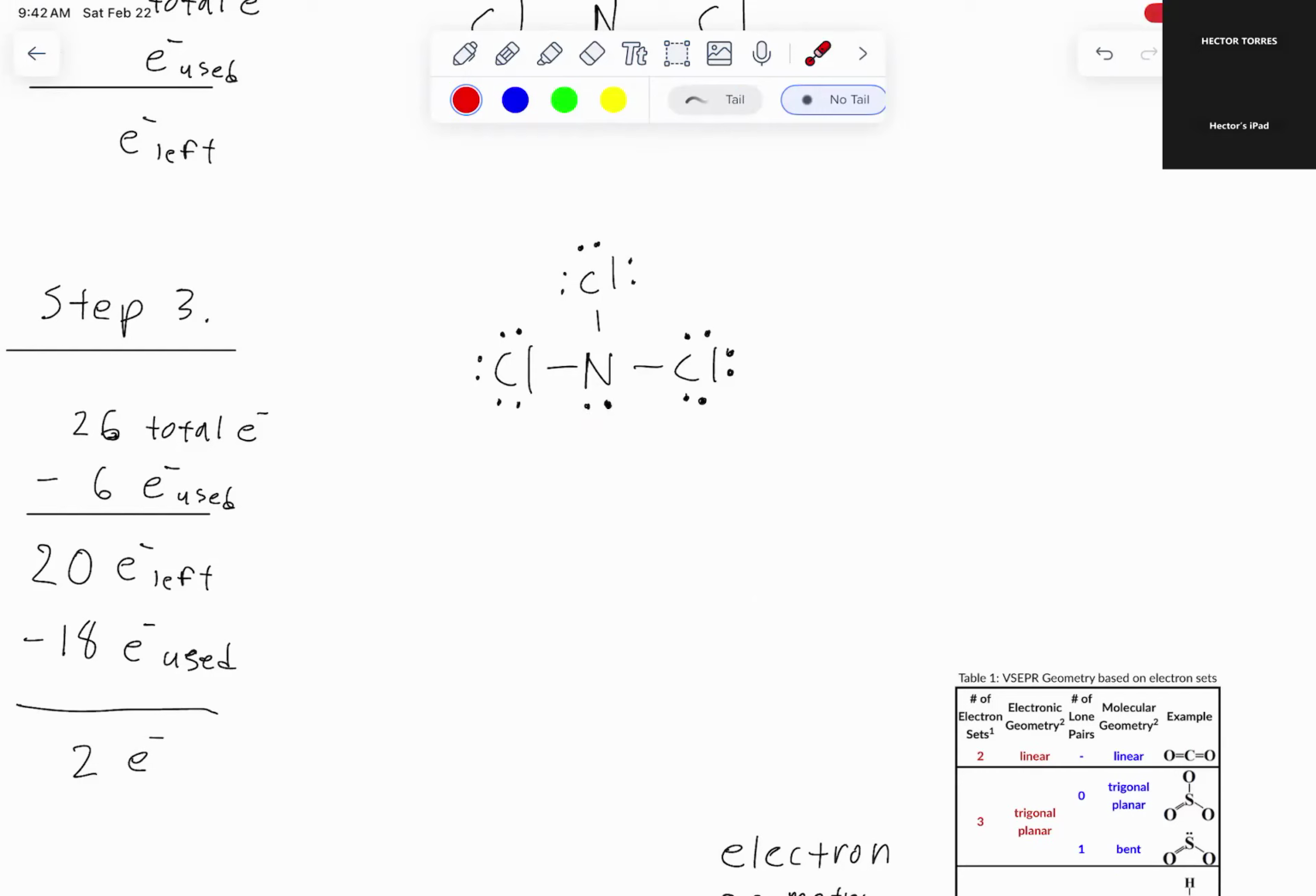Now we're going to look at each of them and make sure that we have a full octet. So over here we have 2, 4, 6, and this bond counts as 2 as well. So that's going to be 8. So it's 2, 4, 6, 8. And then looking at nitrogen, it's 2 in this bond, 2 in this bond, 2 in this bond, and 2 in the last one. So that's going to be 8 as well. So this is going to be our Lewis structure.